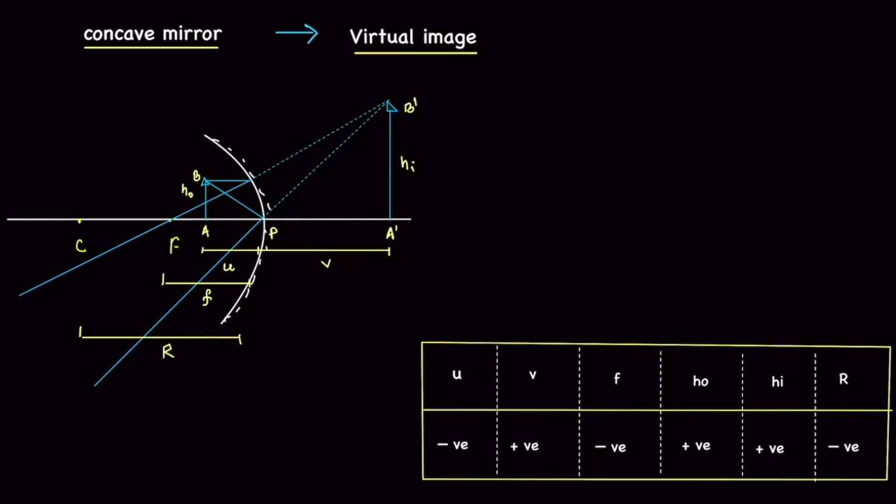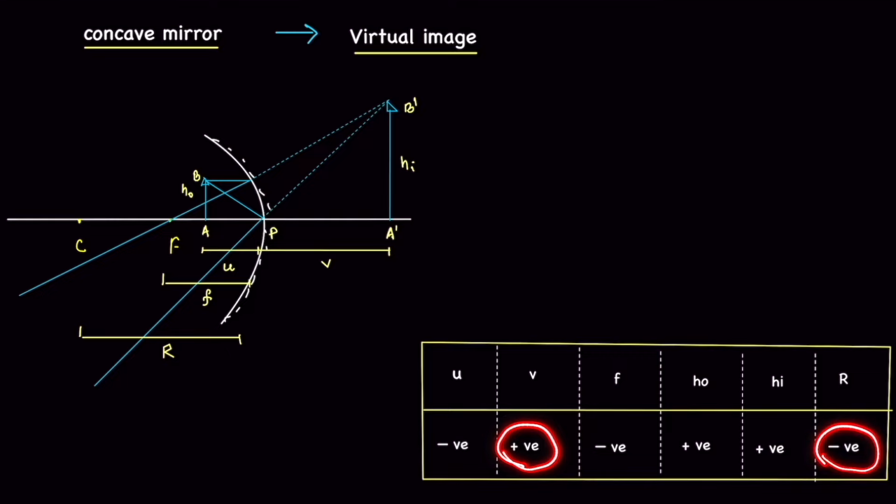Focal length for a concave mirror is always on the left side, so whether it is real or virtual, in both cases it is negative. Height of object is positive because it is in the upward direction. And height of image is also positive because it is in the upward direction. So in the virtual case, the sign of height of image changes. Previously it was negative, now it becomes positive. The sign convention of V is also changing. Previously it was negative for the real image, for virtual it is positive.